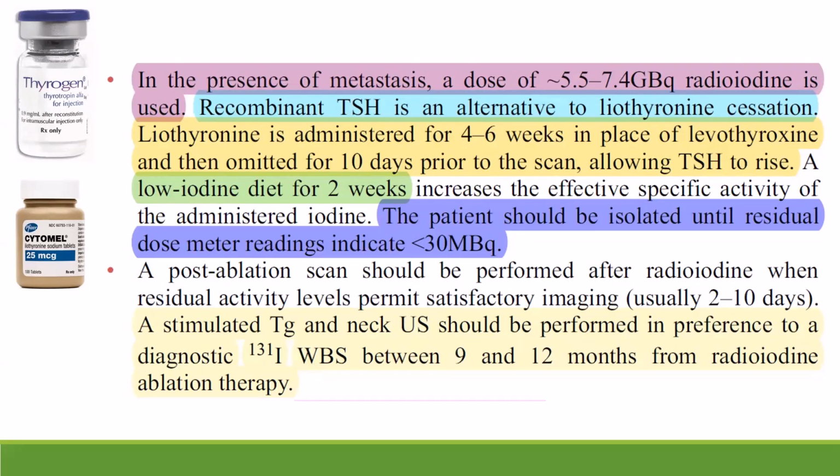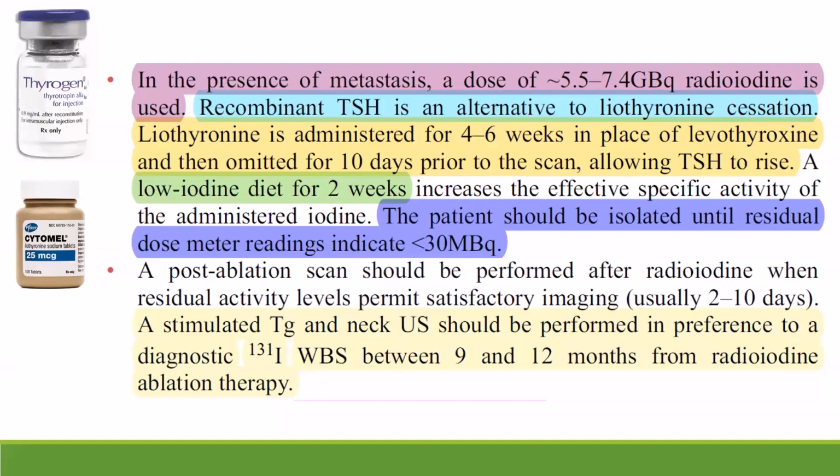Recombinant TSH, or what is known as Thyrogen. Thyrogen is a very expensive drug. This is an alternative to liothyronine cessation. And actually, I will discuss this point to clarify it in the next slide and inshallah in the next presentation. Actually, before giving radioiodine ablative therapy, we should stop thyroxine. We should elevate TSH to more than 30 to render radioactive iodine effective.